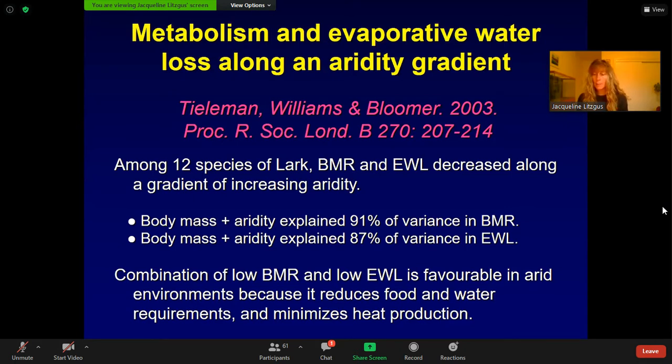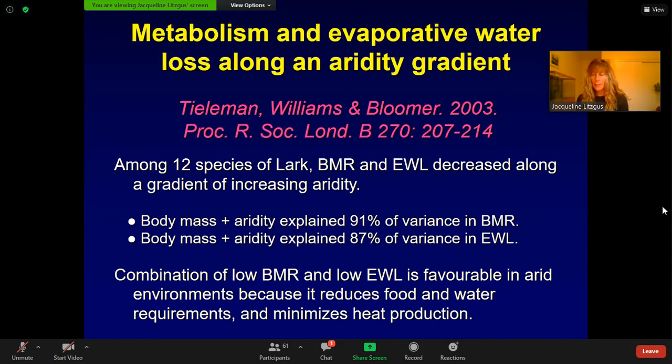And this indicates, again, adaptation. Birds in the arid environment had reduced basal metabolic rates and reduced water loss, which makes sense, right? Okay, so if you think about that, a combination of low metabolic rate and low water loss would be advantageous for birds in these hot, dry, desert type environments because it's going to reduce the food and water requirements. If they have a lower furnace to fuel, if they have a lower basal metabolic rate, that's going to reduce the amount of energy, the amount of food they need. And if they have a lower water loss, then that's going to reduce the amount of water they need. So that would be good. And it's going to minimize heat production. So those are adaptive traits, right? And this study supports that idea.